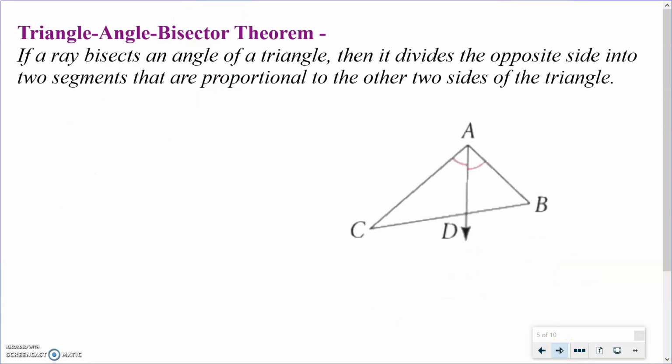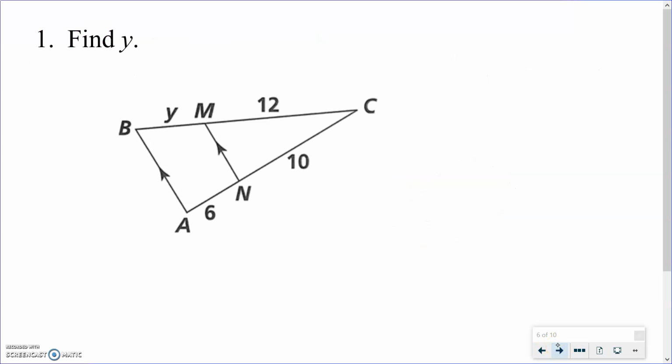So then the last vocab here is: if a ray bisects an angle of a triangle, then it divides the opposite side into two segments that are proportional to the other two sides. So that means that this x and y, x over y would be the same as q over p, if those are q and p. So x and q and y and p would have that proportionality. Okay, so I'll show you some examples of how to use those, but definitely make sure you have those written down and are aware of how to use them.